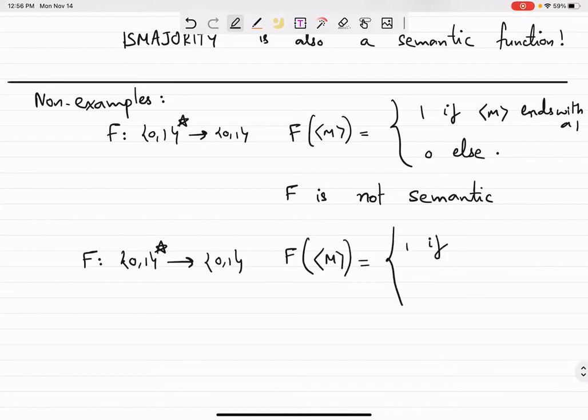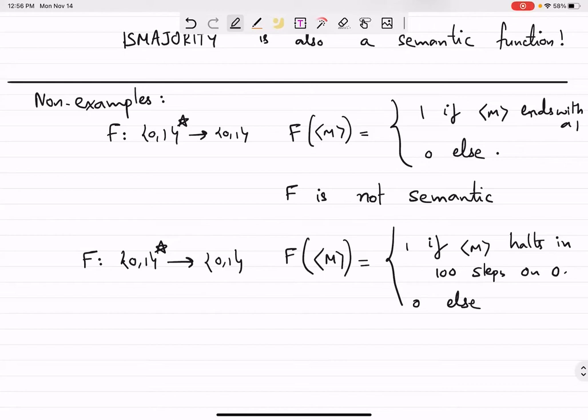One if m halts in 100 steps and 0 else. I can even make it more specific: 1 if m halts in 100 steps on input 0. So it's saying, does the machine halt within 100 steps when given 0 as input? Then it's satisfying this property. Otherwise, it doesn't satisfy this property.